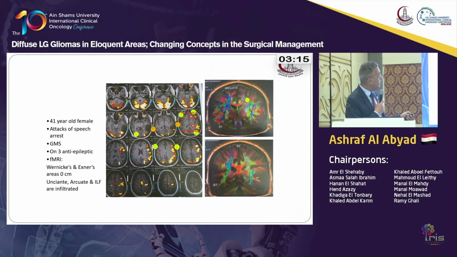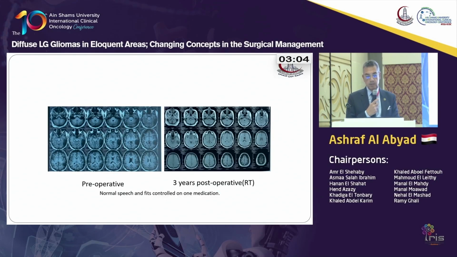but anyway, the Wernicke area is posterior to the tumor, the Broca area is anterior to the tumor, and this is the arcuate fasciculus, and this is the inferior longitudinal fasciculus. This is her 3-year post-operative MRI. The patient received adjuvant radiotherapy, and again, there is minimal residual of the tumor, as you can see.